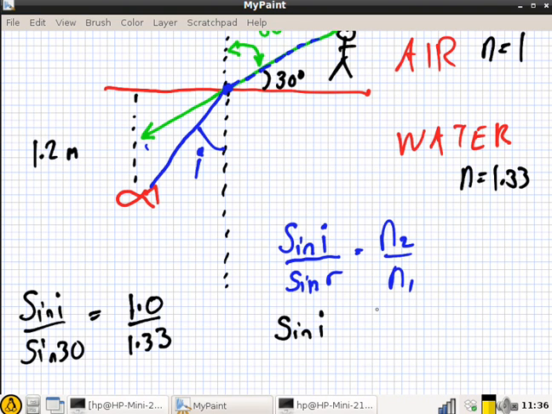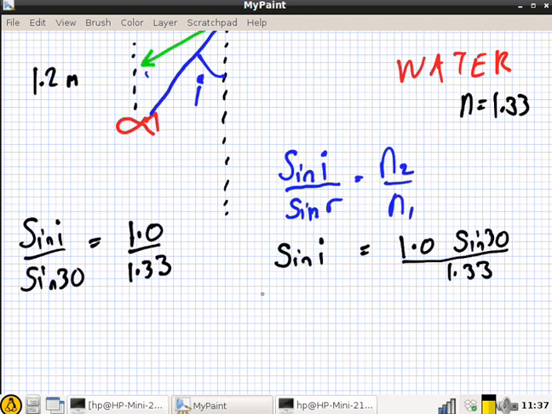No, it's not 40, it's 22. It was the other way around, so 22, not 40. Oh, there's no mistake. Okay, so sine i equals 1.0 multiplied by sine 30 over 1.33. What's that? Just give me the number first before the angle. 0.376. Okay, and then the angle i is 22.1.